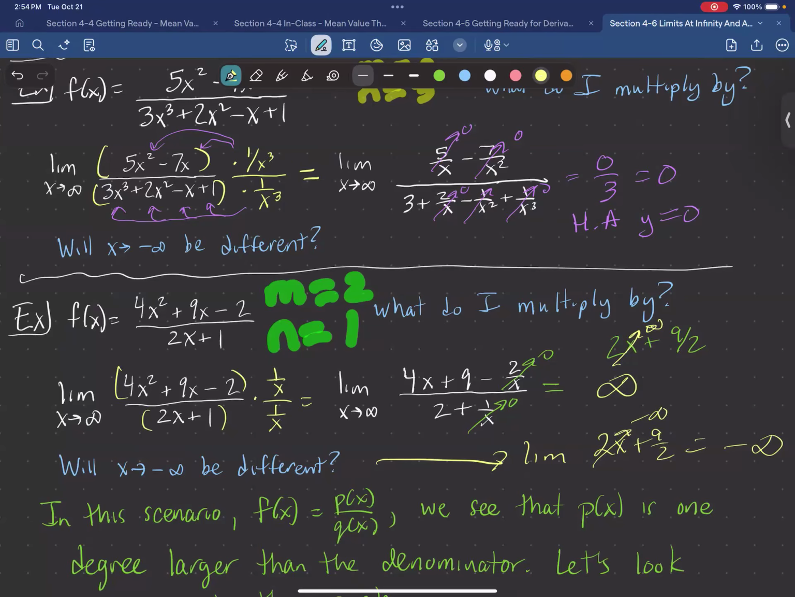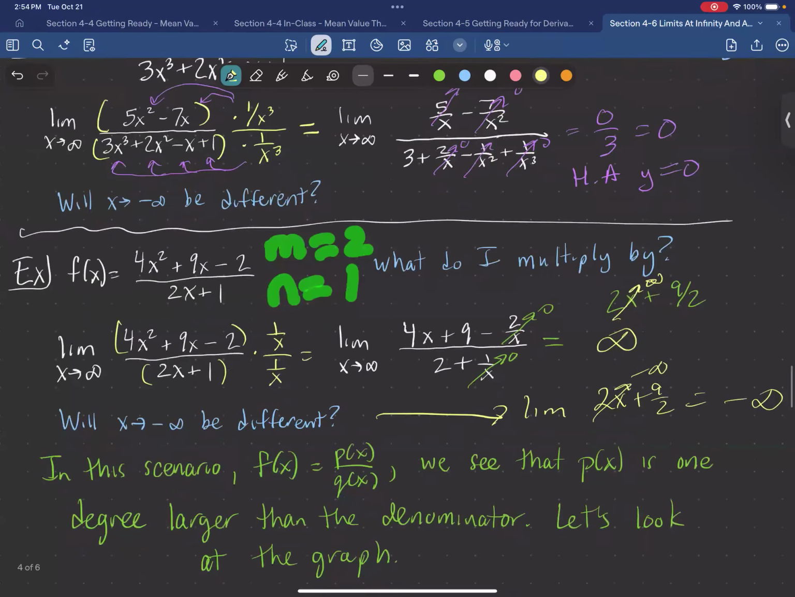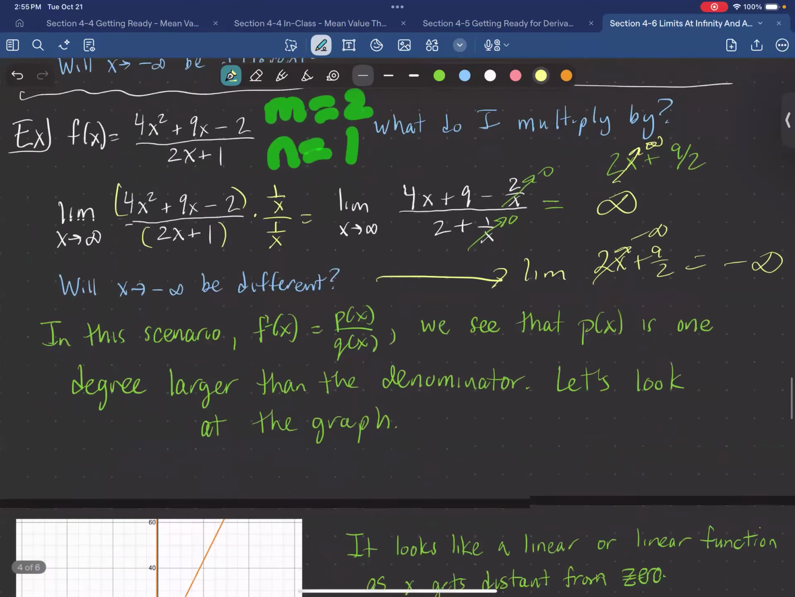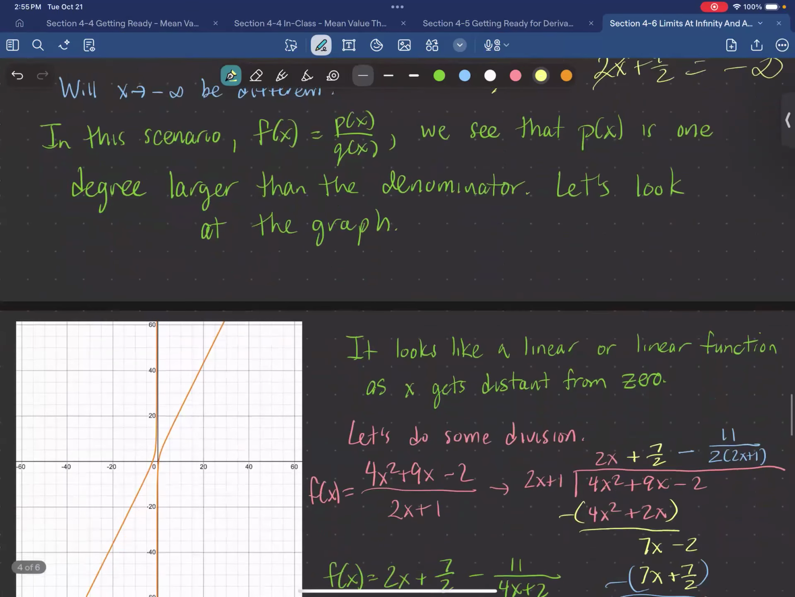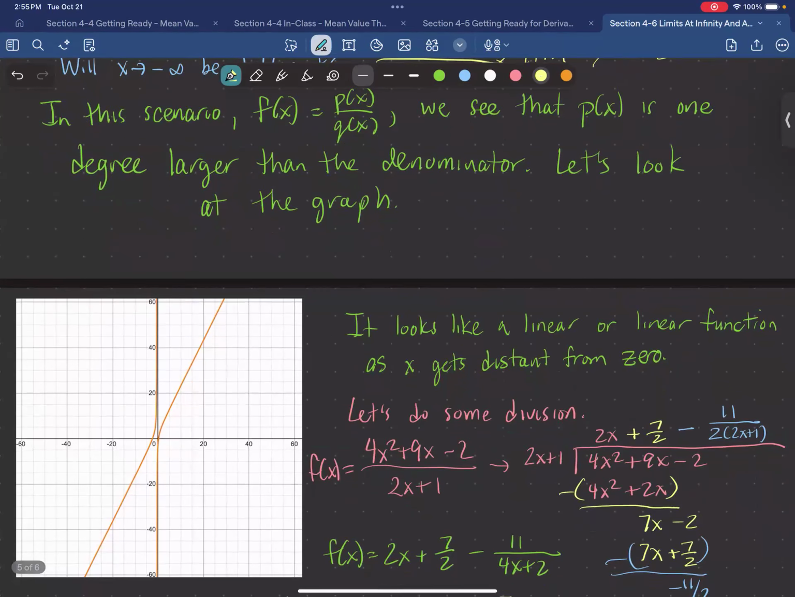This actually generates a special scenario, and hopefully we can see it by looking at the graph. If we look at the graph on the left, look at this. As x goes to infinity, that's going like that, and that's going like that. And kind of like if I connected the dots, this looks like a line, doesn't it? Well, it turns out it is.